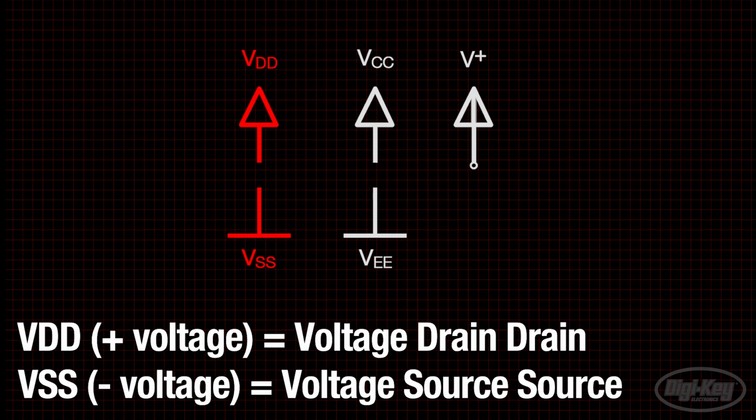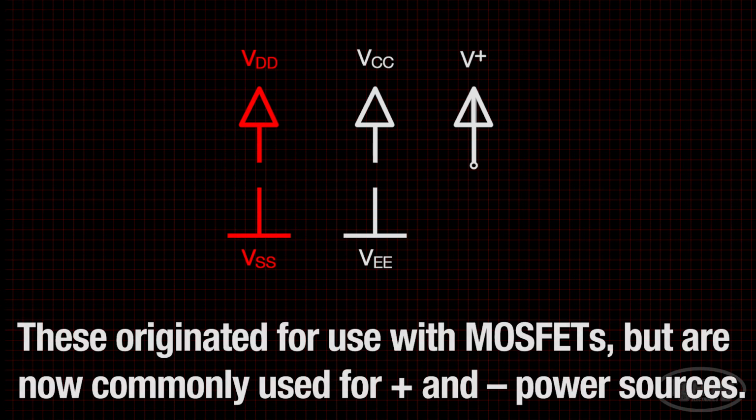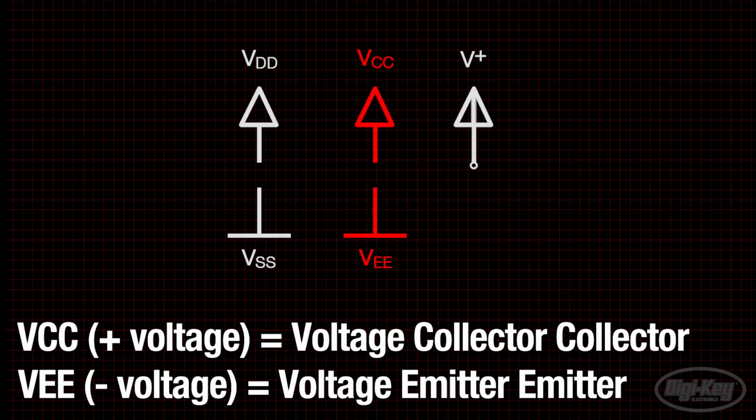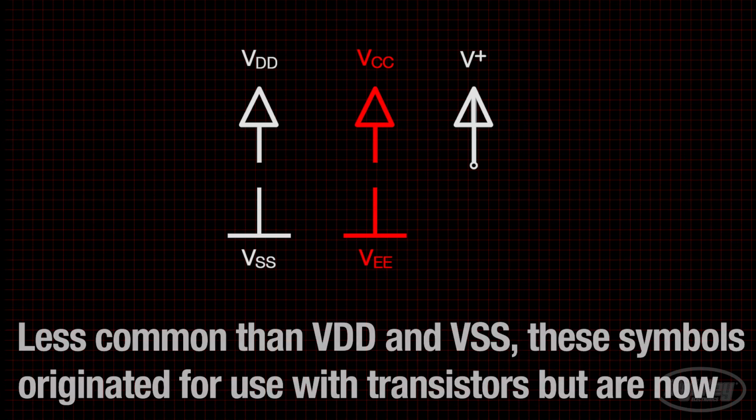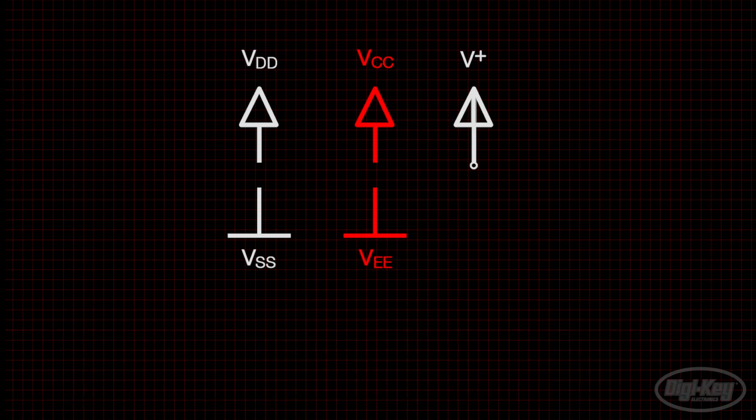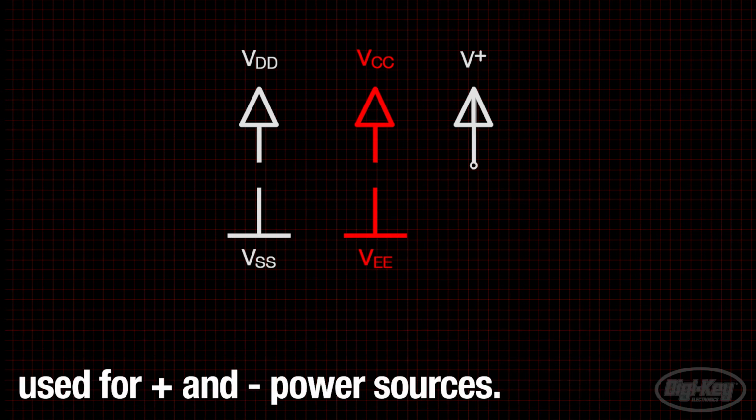VDD stands for voltage drain drain, and VSS stands for voltage source source. These originated for use with MOSFETs, but are now commonly used for positive and negative power sources. Another similar set is VCC, or voltage collector collector, and VEE, or voltage emitter emitter. These are less common than VDD and VSS. These originated for use with transistors, but are now used for positive and negative power sources.